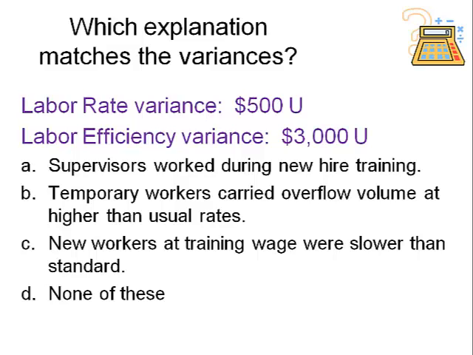Let's look at the rest. New workers at a training wage were slower than standard. All right, so here we would expect the new workers to be slower than standard, that we would expect an unfavorable labor efficiency variance. But if they're at a training wage, that's below the average rate, so then we should have a favorable rate variance. So C doesn't match. And we don't need D because B is a pretty good match. So now you're ready to go work some on your own.